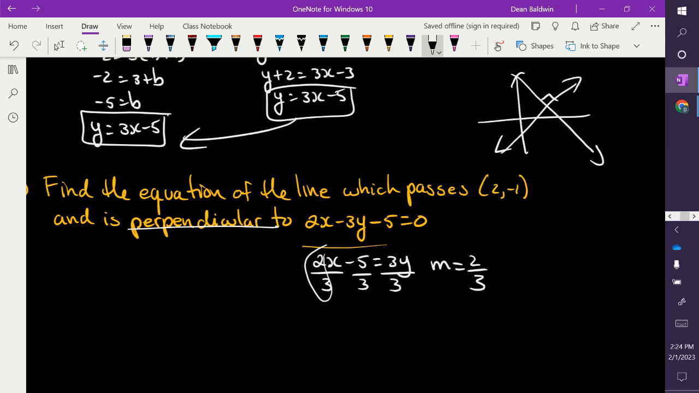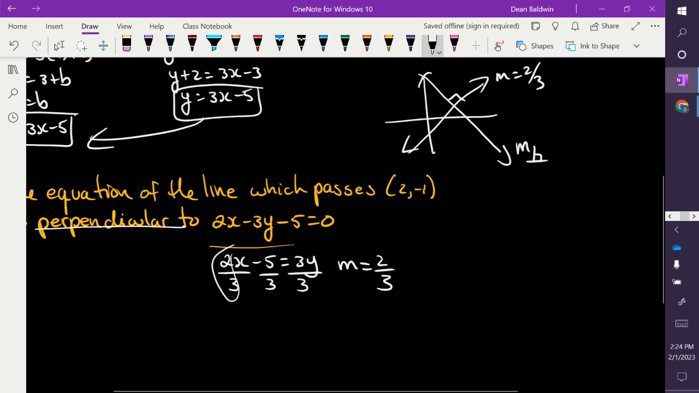meet at a right angle, right? So if the slope of this line is, say, 2/3, then the slope of this line, which I'll call perpendicular, that's my little symbol for perpendicular because they meet at 90 degrees, is -3/2. All right? I just accidentally used the exact same numbers, but that's okay.